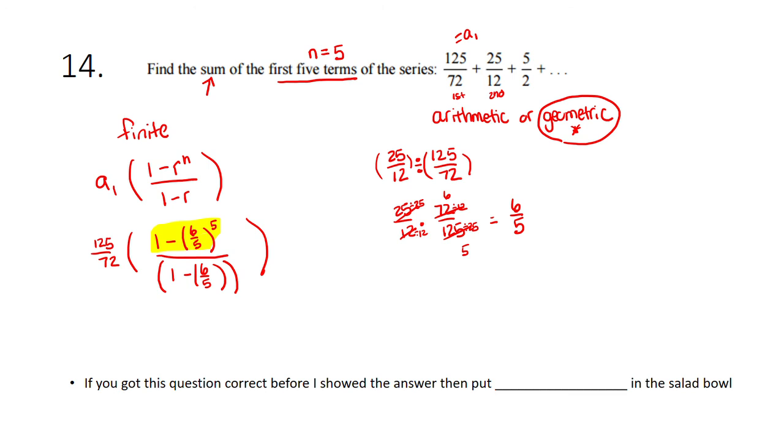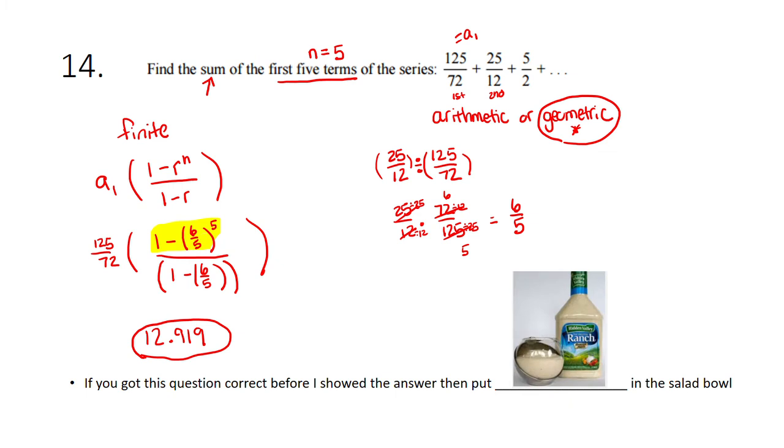You have 12.919. On your quiz tomorrow and your test on Friday, you will have decimal answers to match up. And this is fine to leave your answer like this, because they're approximating your answer. Okay, hopefully you got that right, so we can put some dressing on the salad.